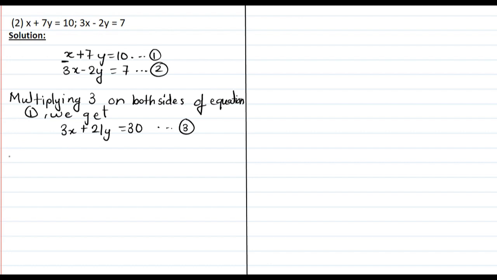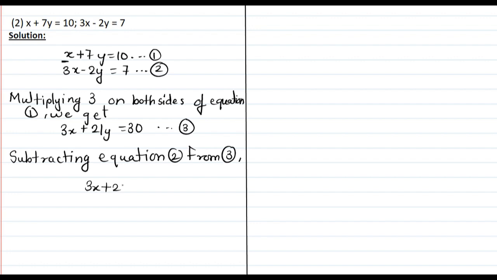So, subtracting equation 2 from 3. Now let's write equation 3 first: 3x plus 21y equals 30, minus 3x minus 2y equals 7.